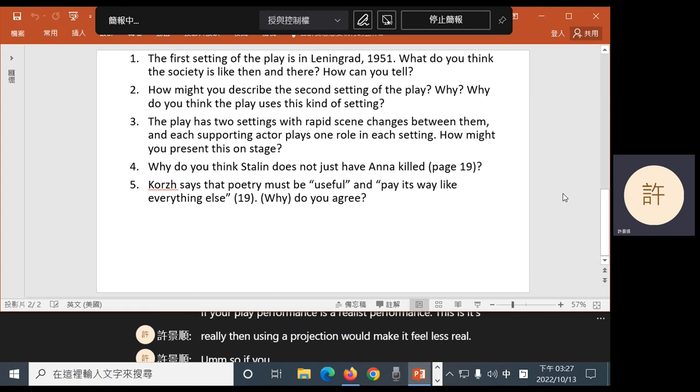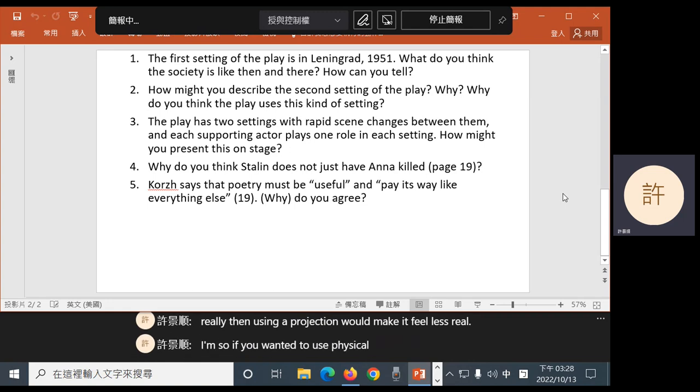So if you wanted to use physical stage design, maybe you could have flying stage parts. So in this scene, some objects would fly down and other objects would fly up, and in the next scene, they would switch. Maybe you would divide the stage into two halves, and while the action is happening here, the other half can be prepared for the next scene, something like that. Or you can forget realism. You don't have to make it look real. You can have an empty stage with only actors, and the audience would imagine whatever the actors are talking about.